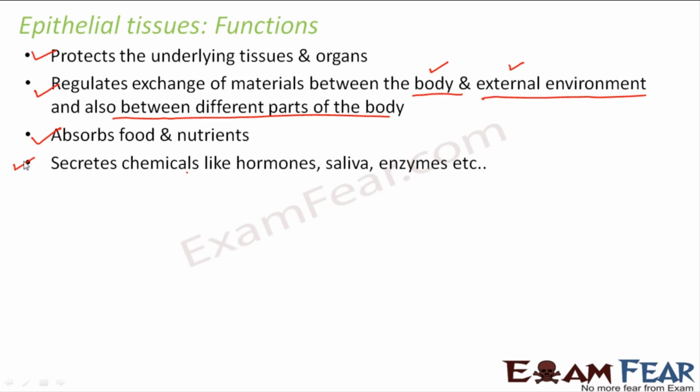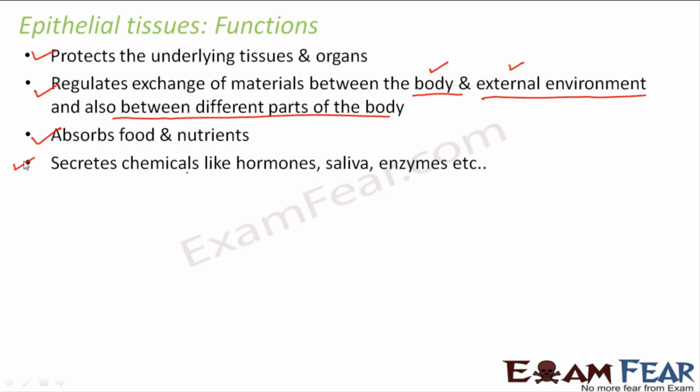If you look at these functions which the epithelial tissue performs, you can understand its significance. Not only does it act as a barrier and protect the underlying organs, it also helps in exchange of materials across the boundary. It also helps to absorb food and nutrients. Because of all these functions, epithelial tissue is present in so many different types of organs, depending upon the function it performs. Things will get clearer as we go ahead with the next slide.